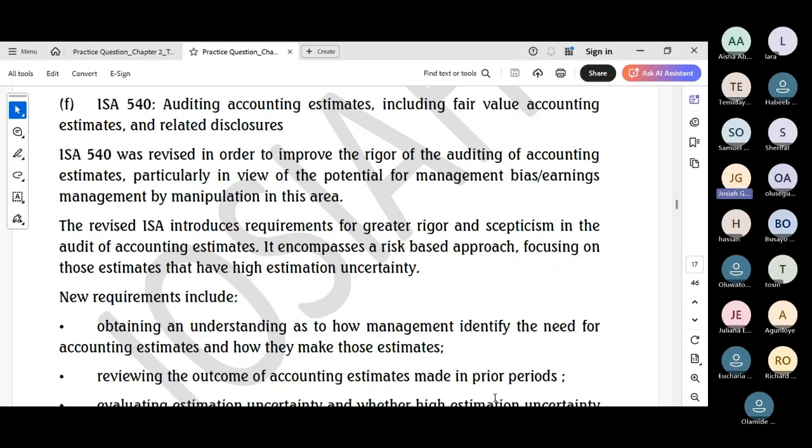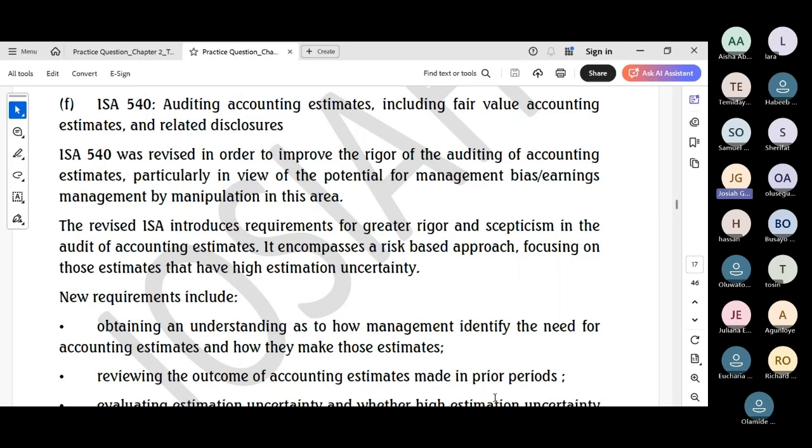Quite gray areas. It's a technical standard, but then we need to try to understand it. Also, it's updated in the area of reviewing the outcome of prior period estimates to assess reliability of the current period estimation process. So what is the result of the past and how it relates with what management is making in the present. Also evaluating estimation uncertainty and whether high uncertainty leads to significant risk was also updated and clarified.